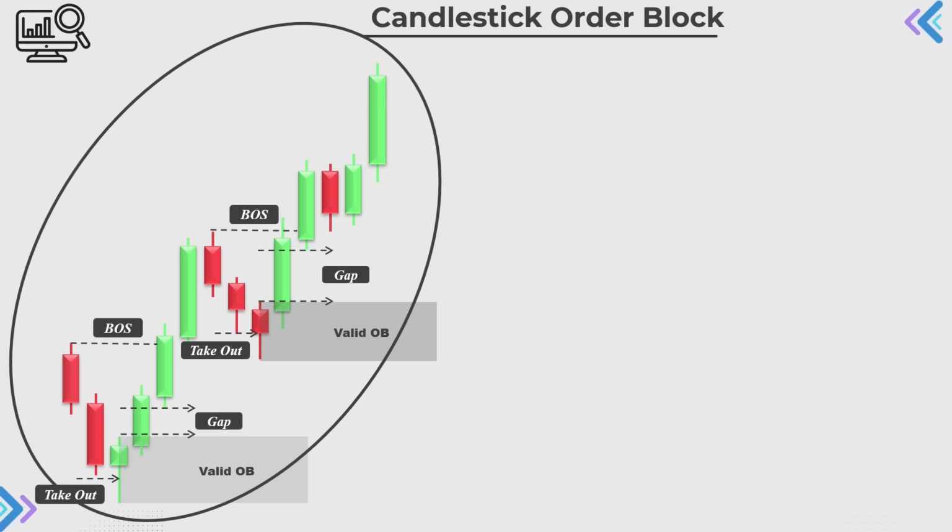As you can see, this bearish candle here is the last bearish candle before the price formed another bullish movement. However, this candle does not represent a valid order block because it did not take out the previous candle's low.